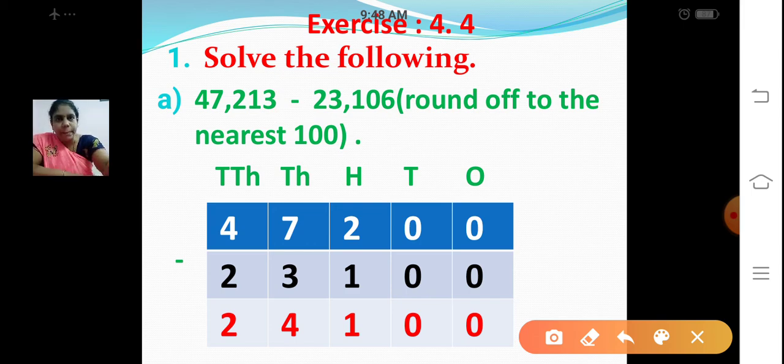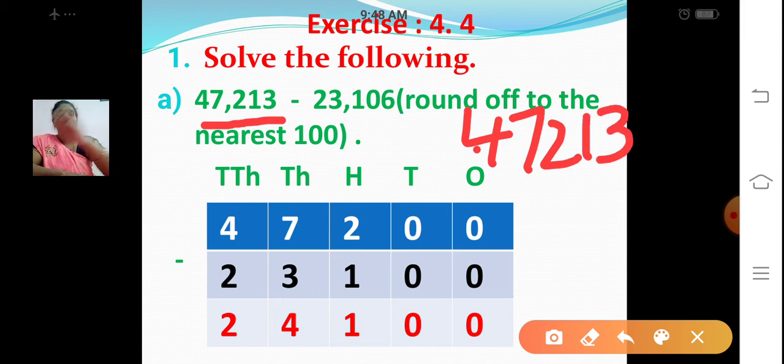Yes. Take the first number, 47,213. To round off the number to the nearest 100, see the tens place. This is less than 5. So what we have to do? Put 0 in the ones place, 0 in the tens place, and the hundreds place remains as it is. So 47,213 is rounded off to 47,200.